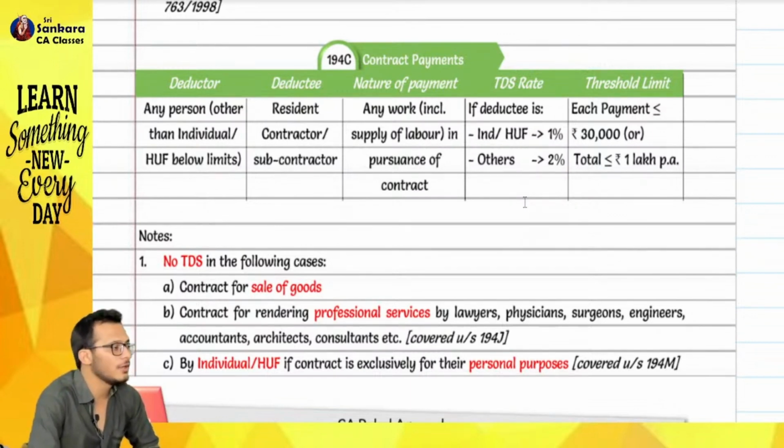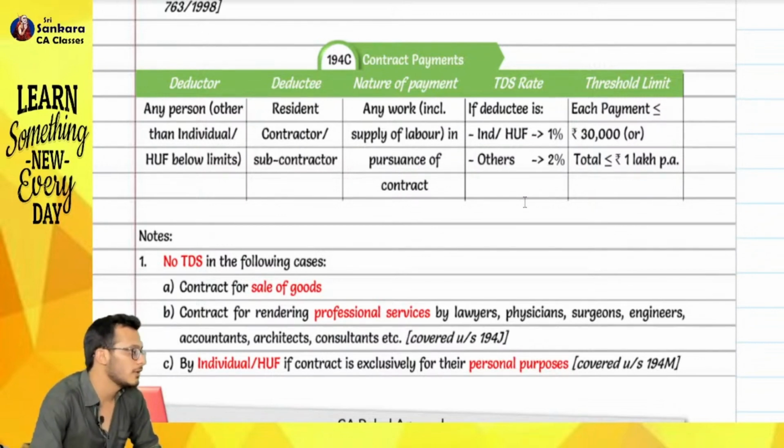Who will be liable for deducting TDS? Any person, and an individual or HUF subject to the limits. What do you cover in this? You cover contract of work. You don't cover contract of goods, because contract of goods goes under 194Q.